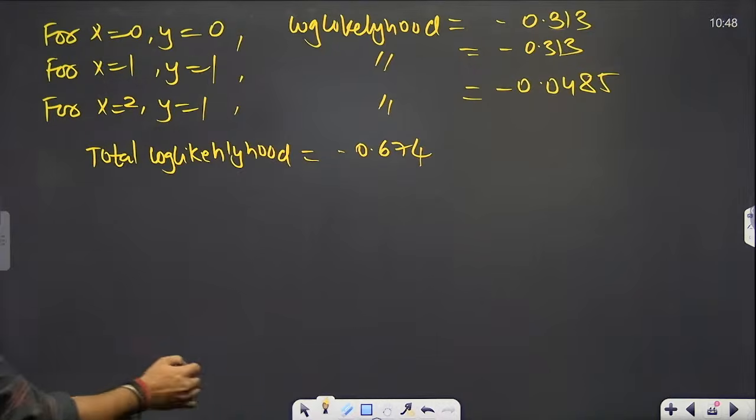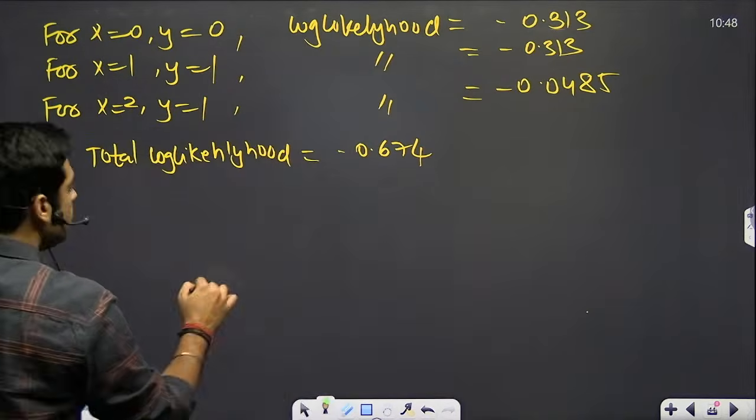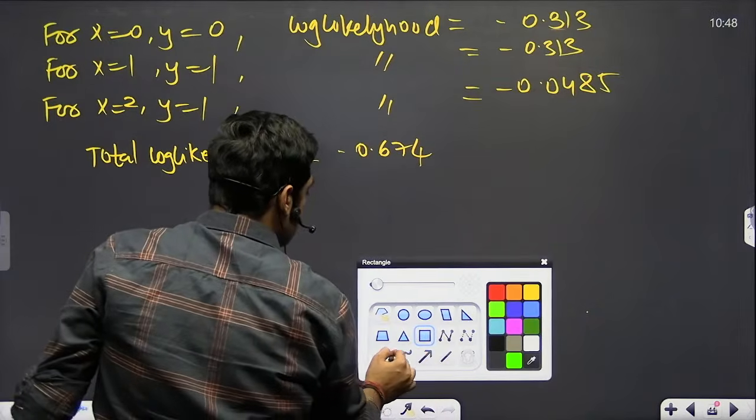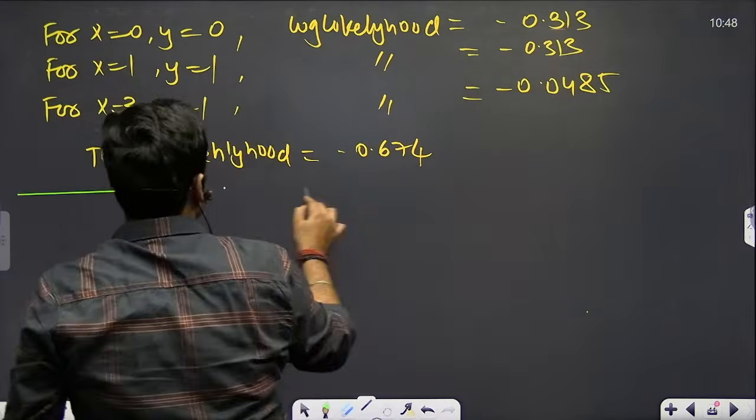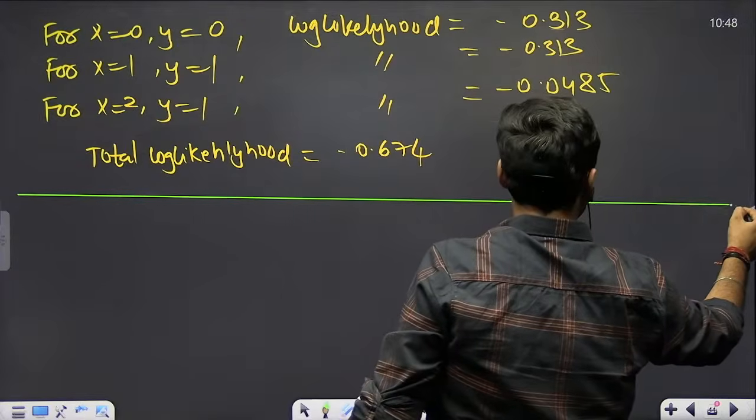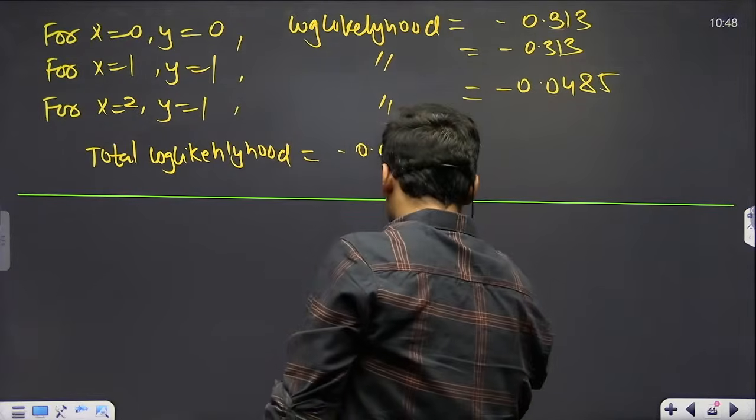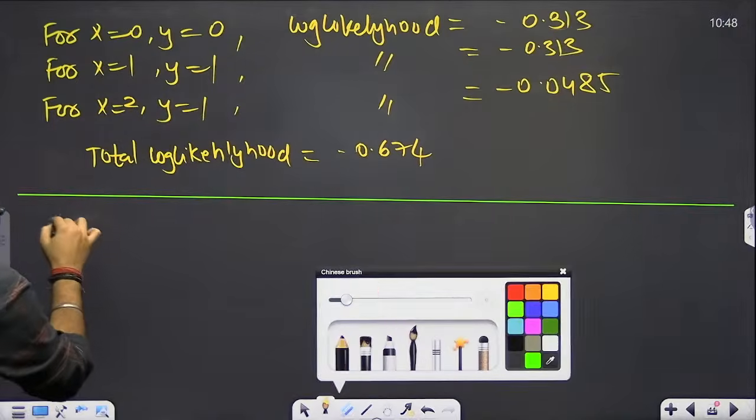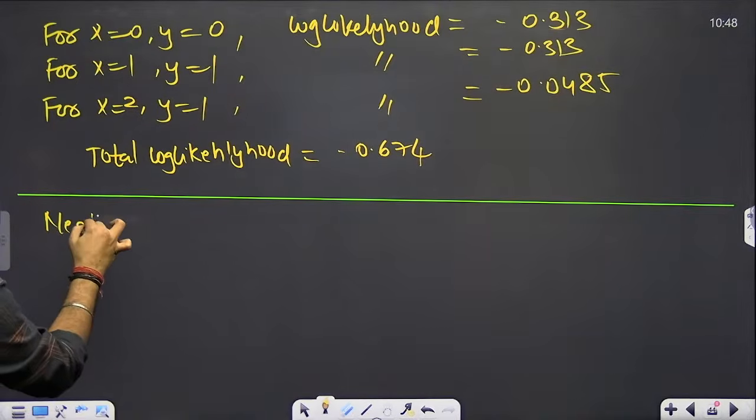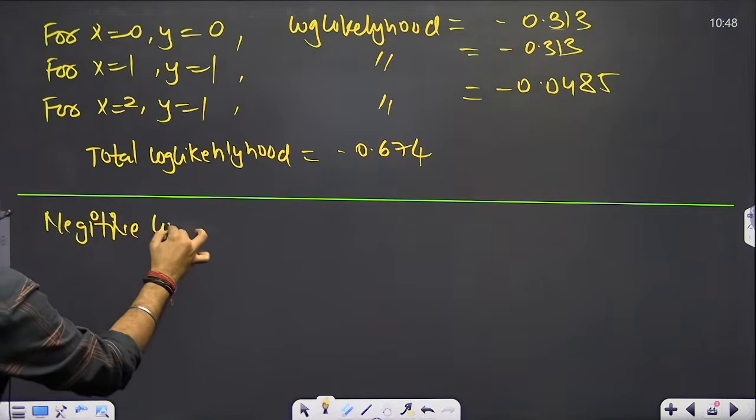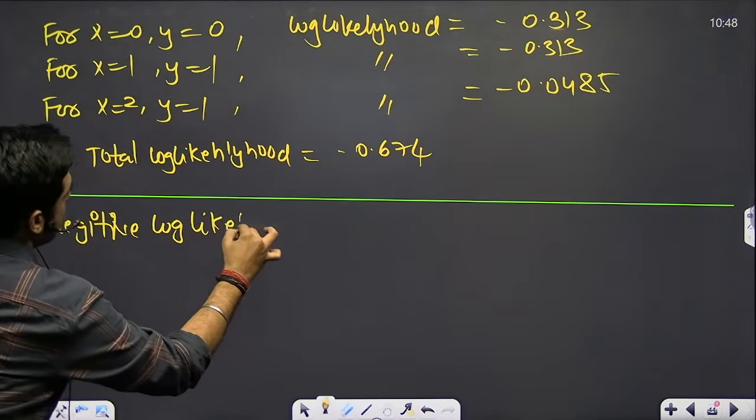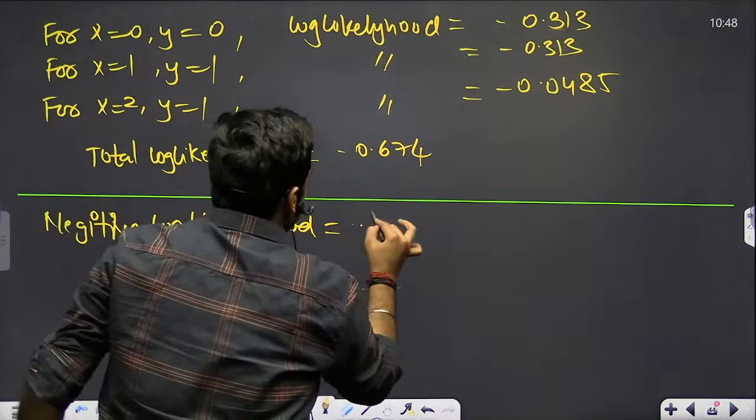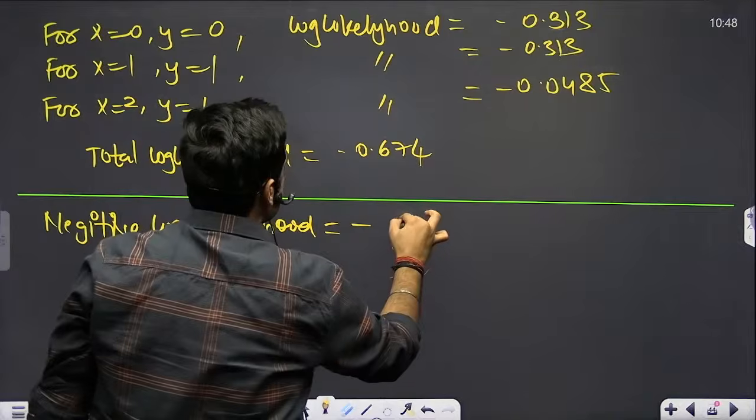If you are asked to calculate the negative log likelihood function, basically we just have to apply a minus. So what is the negative log likelihood function? Negative log likelihood is nothing, I just have to apply a minus before that formula.